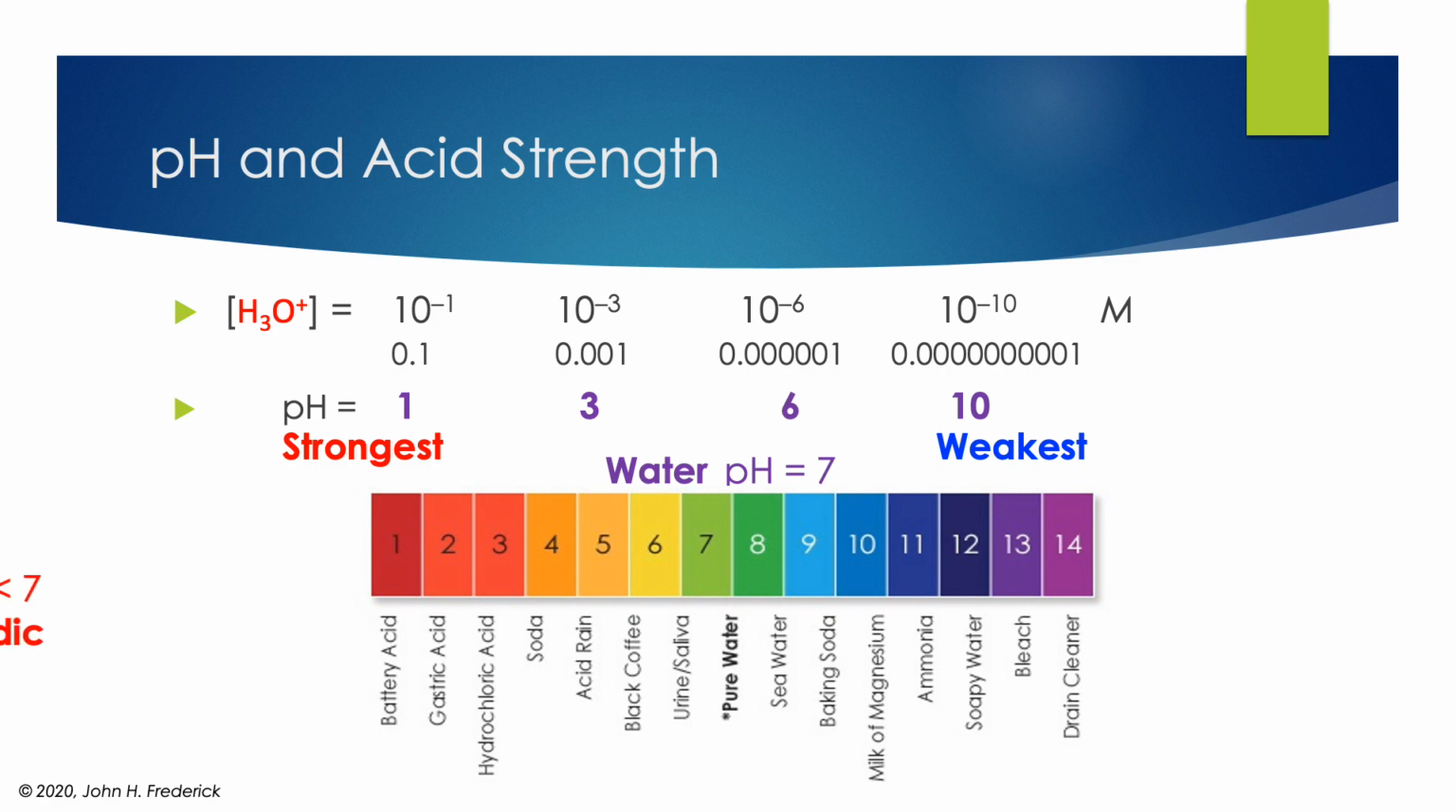So implicitly, what all this means is that when something has a pH less than 7, it's acidic. And when it has a pH greater than 7, it's basic. So if you can keep this general idea in mind, you'll be able to do just fine in terms of interpreting what the various values of the pH mean.